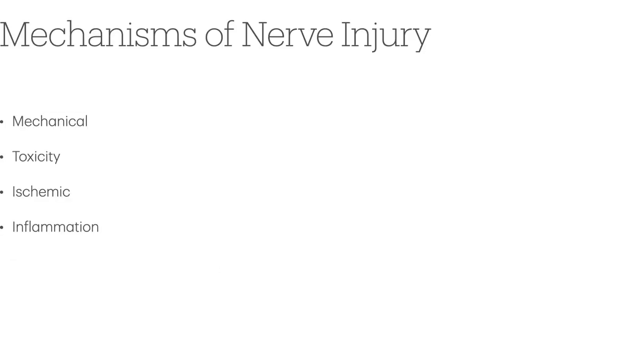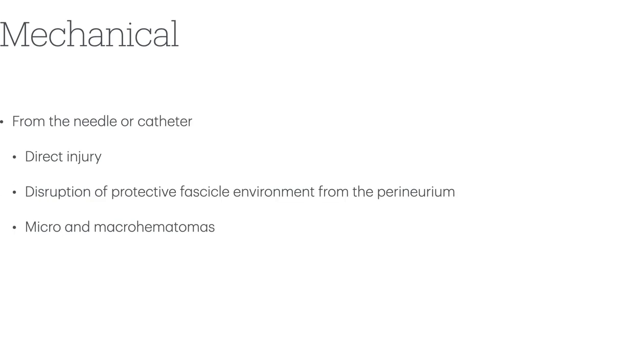Okay. So what about the mechanism? This has already been highlighted by the first speaker in the morning. Very obviously, you can have mechanical injury from the needle or the catheter, so direct injury from the device itself. Or you can have injury from disruption of the perineurium, which then destroys the protective endoneurial environment. And then you can also have microhematomas, which can also exert a direct injury effect.